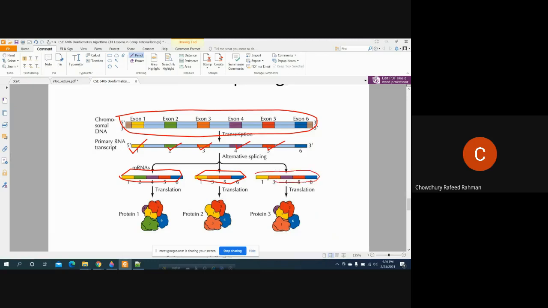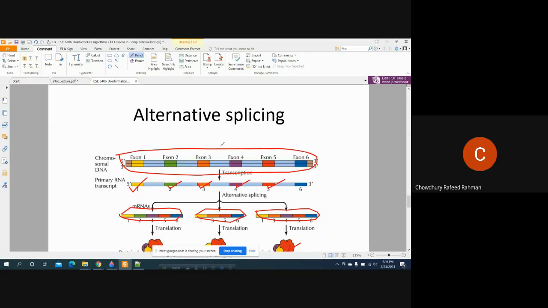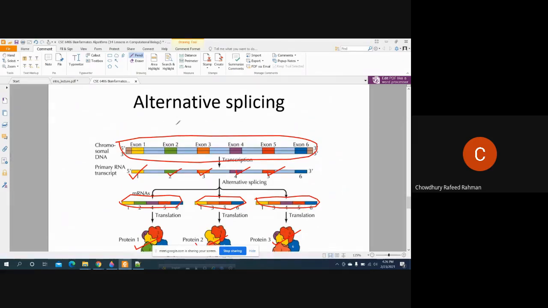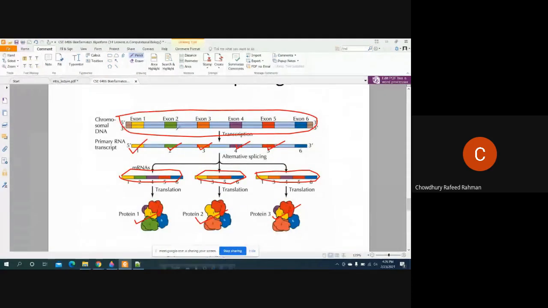And these different mRNAs are further going to produce different what? Proteins. So this is a very simple concept, and its name is alternative splicing only because these exons are being put in different permutations in different places. That is why it's known as alternative splicing. Nothing fancy about this. I wanted to discuss this, but forgot, so I just read it right now.